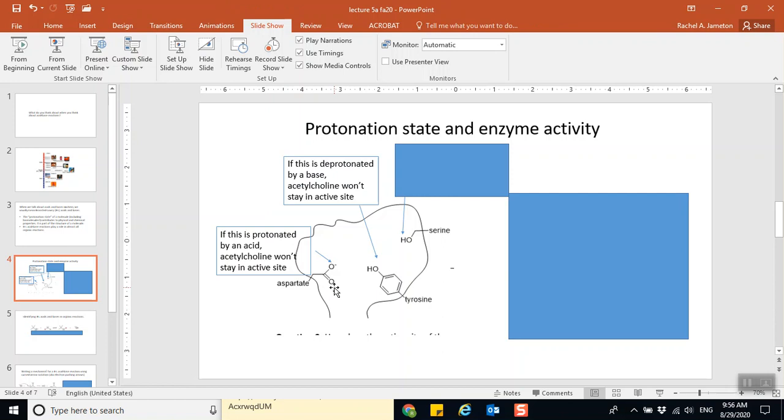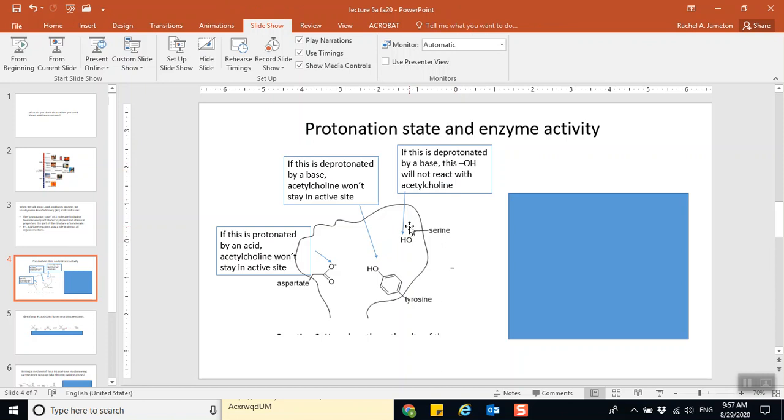The protonation state, in other words, is that this is actually a deprotonated carboxylic acid. We call it a carboxylate. It's important that it's negatively charged. If it was neutral, if it had a proton on it, then it wouldn't be able to form an ionic bond with the acetylcholine when it comes into the active site, and it wouldn't stay in there. Similarly, if the tyrosine had its proton, or if it was deprotonated and negatively charged, again, acetylcholine wouldn't stay in the active site.